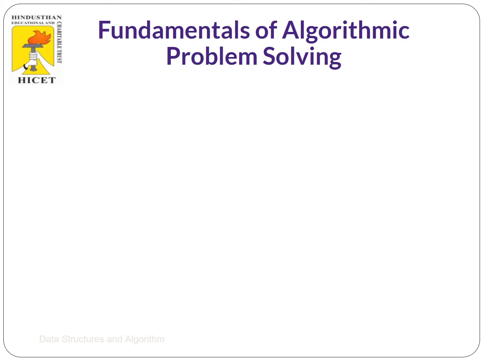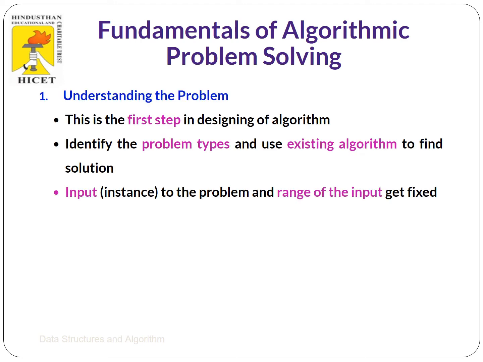Let us see the fundamentals of algorithmic problem solving steps in detail. Understanding the problem. This is the first step in designing an algorithm. We have to read the problem description carefully to understand the problem statement. Then identify the problem type and use existing algorithms to find a solution. Input to the problem and the range of input has to be fixed.